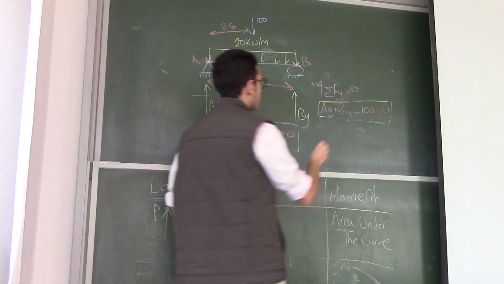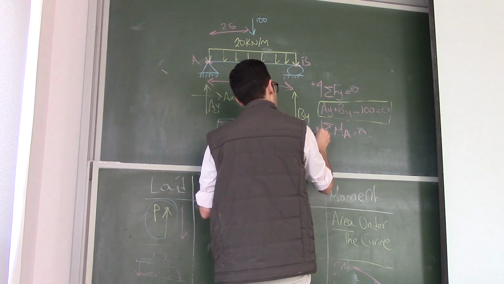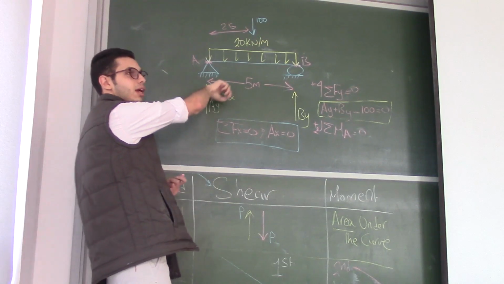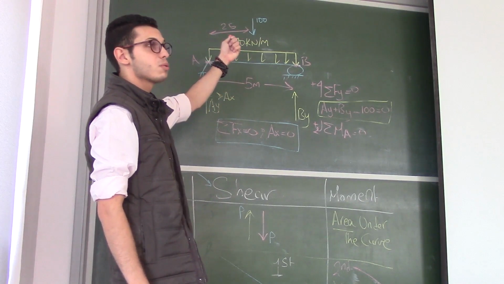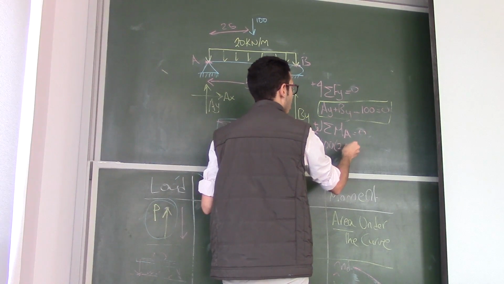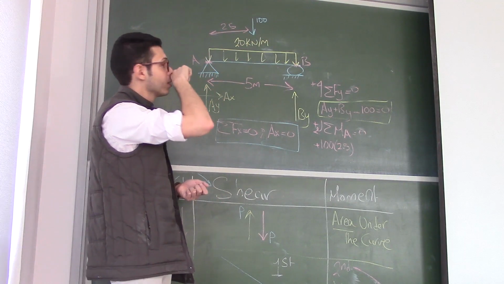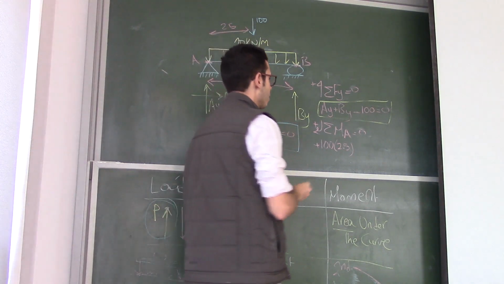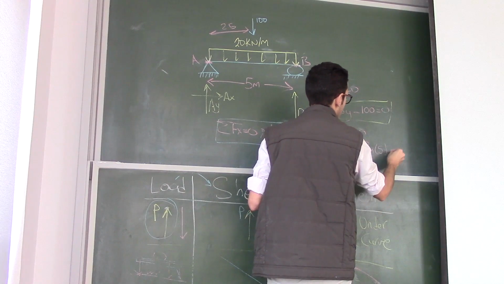Finally, we should find the moment. Let's take the moment at point A equal to 0, with clockwise as the positive direction. AY and AX do not make any moment at point A. We have the 100 making a clockwise moment at point A, so 100 multiplied by 2.5, and it's positive because it's a clockwise moment. And we got BY, which makes a counterclockwise moment, so it's negative. Minus BY multiplied by 5 equal to 0.